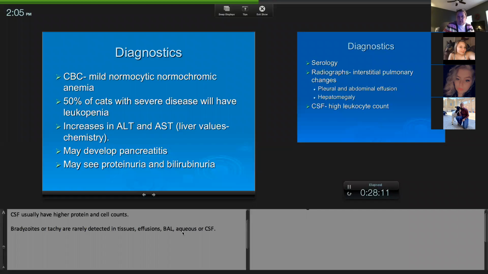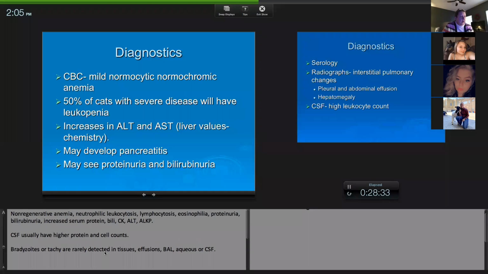Aqueous, normally we don't take an aqueous sample, but that's taking some of the fluid behind the eye. And obviously a CSF, if we do what's called a spinal tap, where we take some cerebral spinal fluid, if it has migrated to the tissues of the CNS, you could potentially find it, but they're rarely detected here.